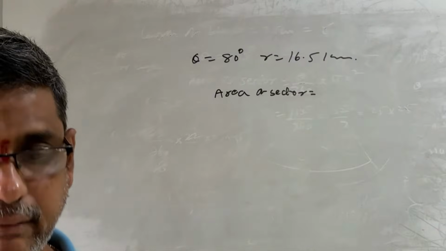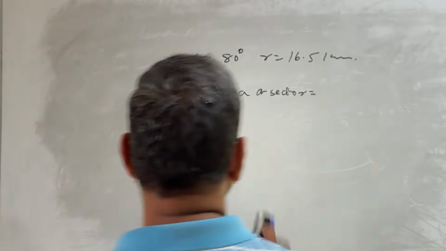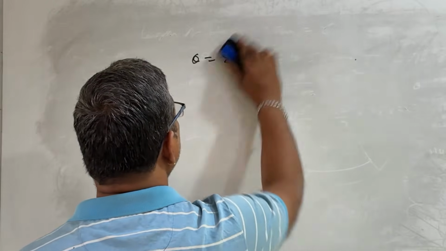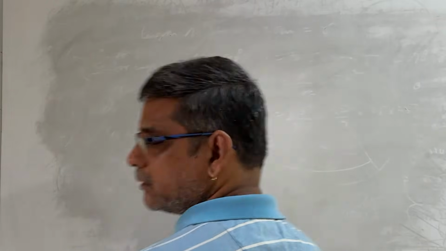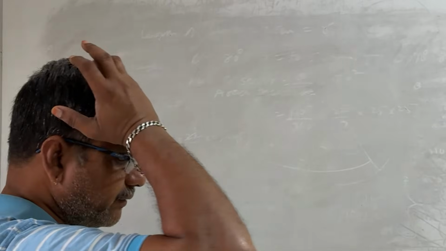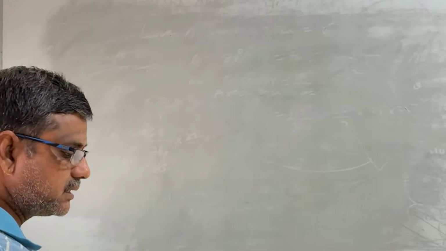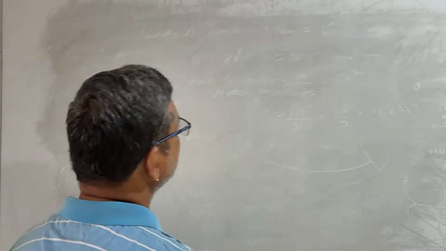Question number 13, very important question. There is a round table cover that has 6 equal designs as shown in the figure. If the radius of the cover is 28 centimeters, find the cost of making the design at the rate of 0.35 rupees per centimeter square. Use root 3 as 1.7. Root 3 value we have to use 1.7. Okay?